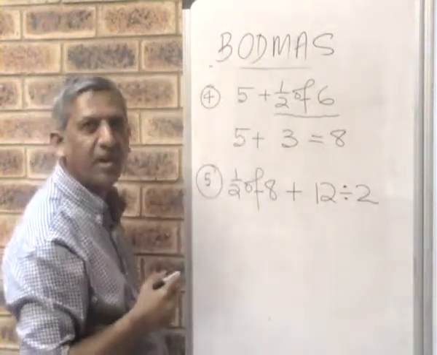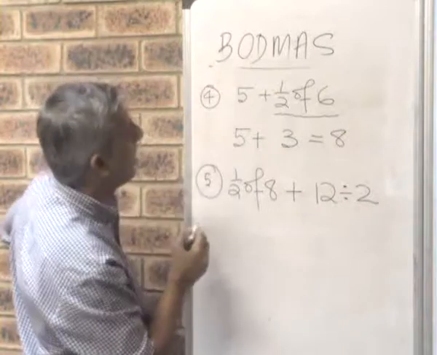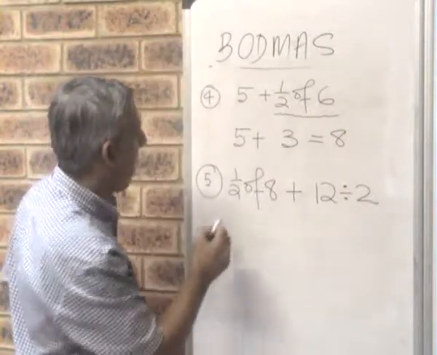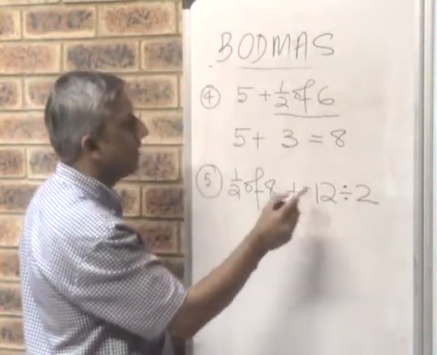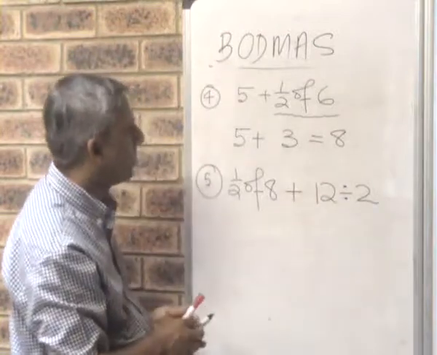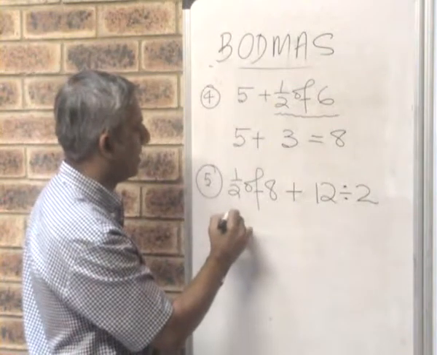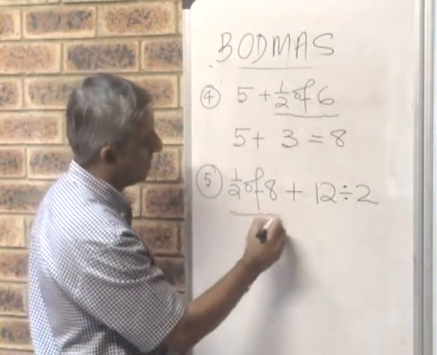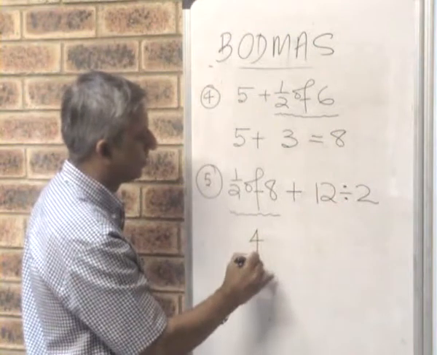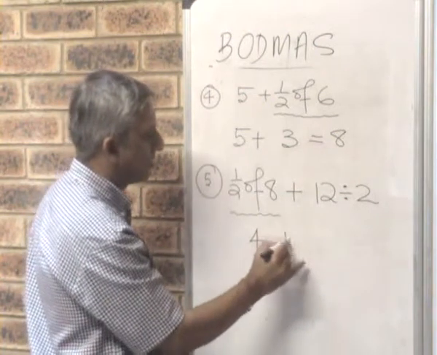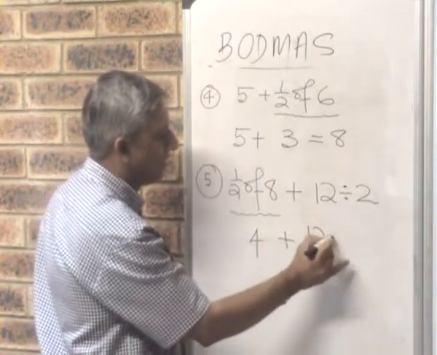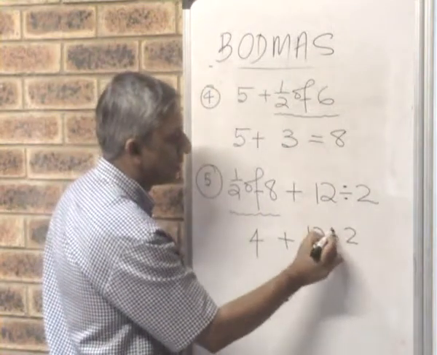Now if you look at number 5 and you look at the rule of BODMAS, you have half of 8 and you have 12 divided by 2. So you're going to apply the rule of BODMAS 2 times. First you'll apply it to half of 8. Half of 8 gives you 4. Plus, and there's your 12 divided by 2.